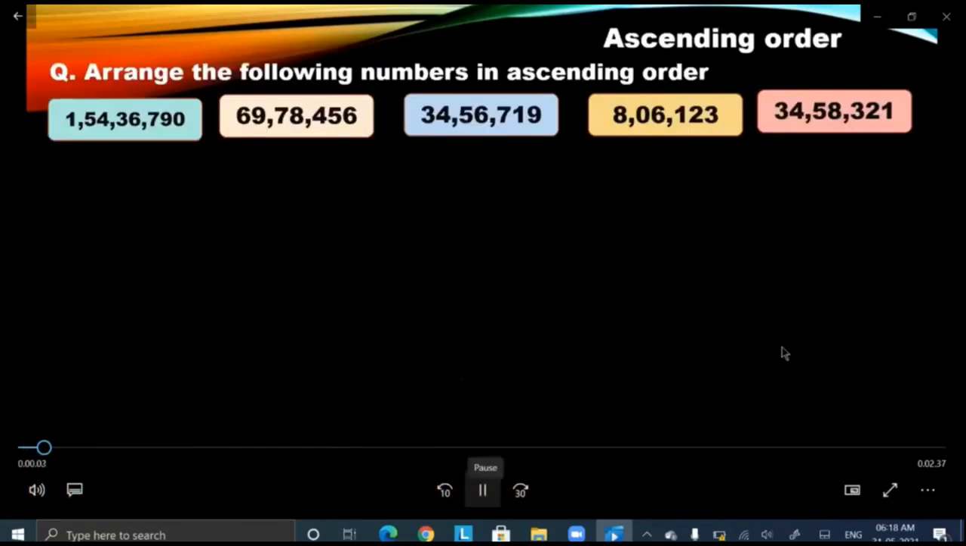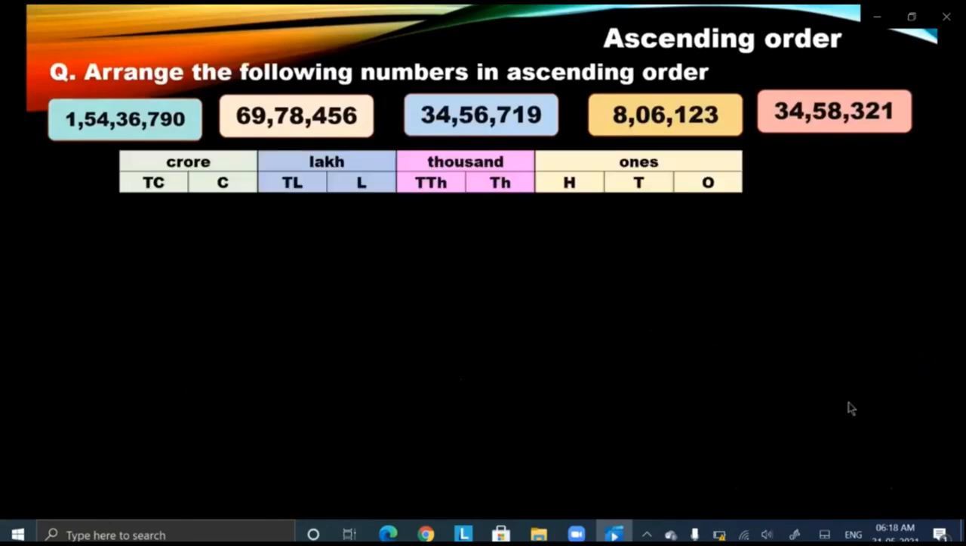Ascending order. Children, here the question will come. Arrange the following numbers in ascending order. So let us write down the number in the chart according to the period. If we count all the digits in the number, then we got the first number is an 8-digit number.